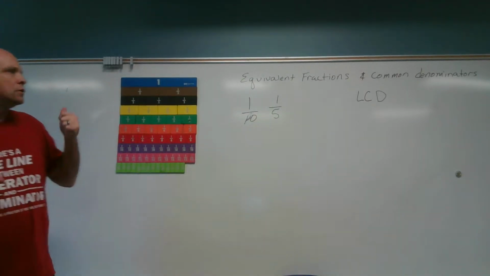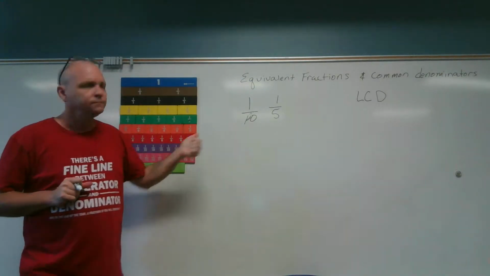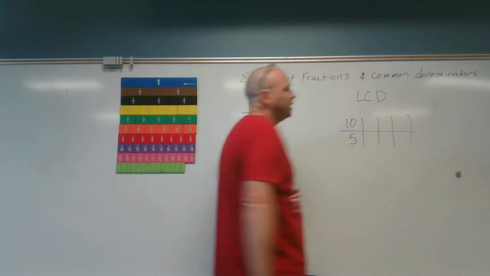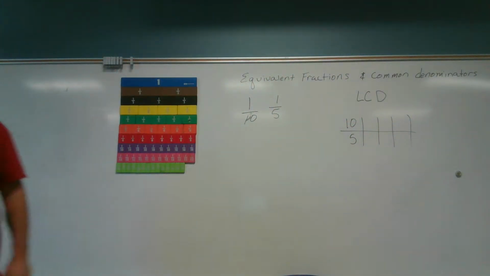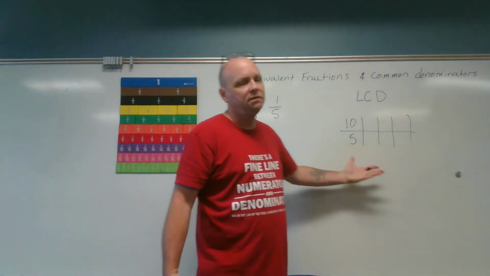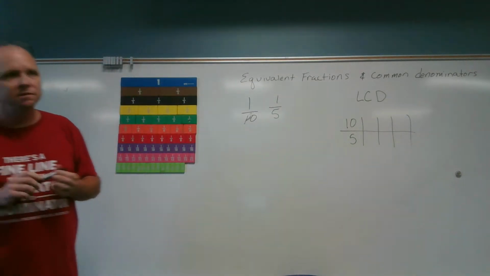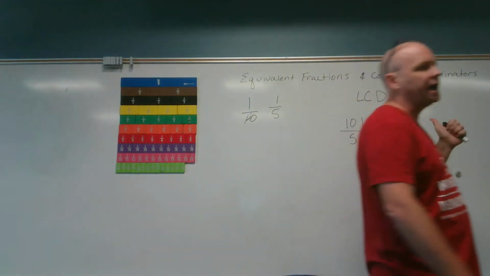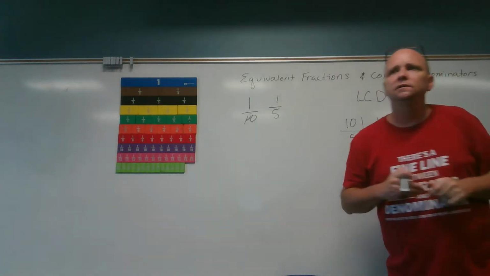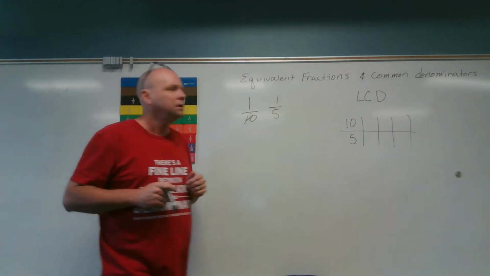Jason, do you know what the denominators of these two fractions are? 10 and 5. And we're going to list the multiples of these two denominators. Now, obviously, you could probably look at this and tell me what the least common multiple is. Raise your hand if you think you can. Sanaya? 20. Okay, 20. Ian? 10. Okay, 10. Morgan? 10. Okay? Let's try it.